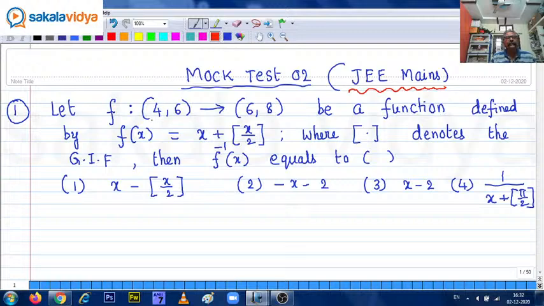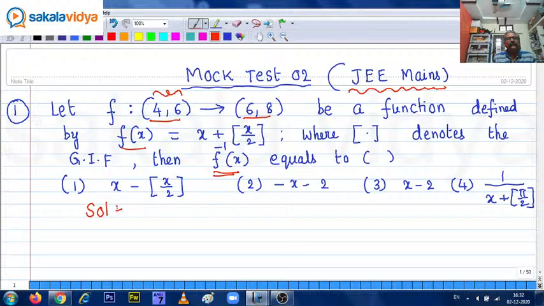See, the function from 4,6 to 6,8 is defined by f of x equals x plus integral part of x by 2. Then we need to find the inverse function f inverse x. First we need to define the value of integral part of x by 2 in the stipulated domain interval 4, 6. Then we find the function. After that, we find the inverse of the function. So this is the plan.